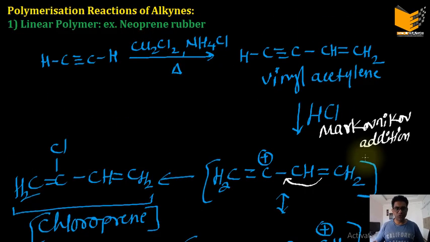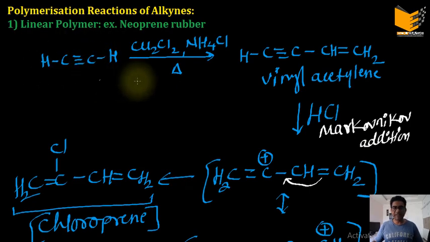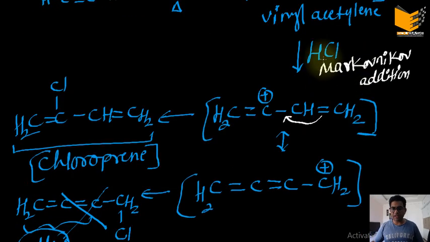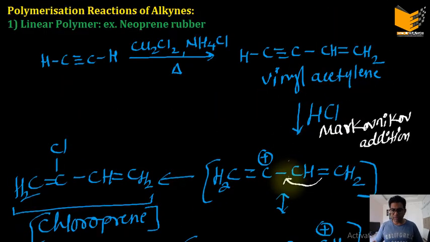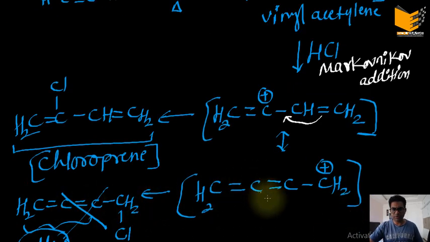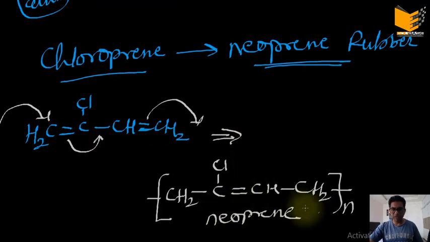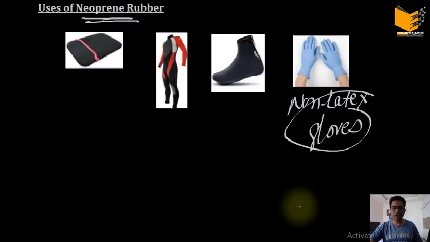Just to review, to make neoprene, we start with acetylene, react it with cuprous chloride in ammonium chloride, heat it. What we get is a vinyl acetylene, and in vinyl acetylene we add HCl. According to Markovnikov's orientation, we get this carbocation, and from that we get chloroprene. You don't have to remember the second carbocation. This is the carbocation we get, and from that we get chloroprene. That is the more stable product, I believe. From chloroprene, this is how we make neoprene, and I also showed you the uses of neoprene.